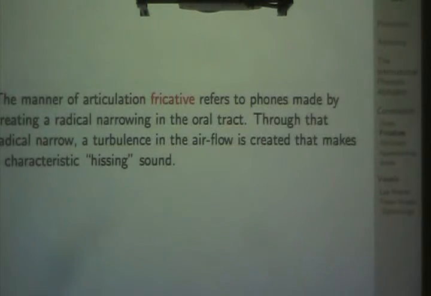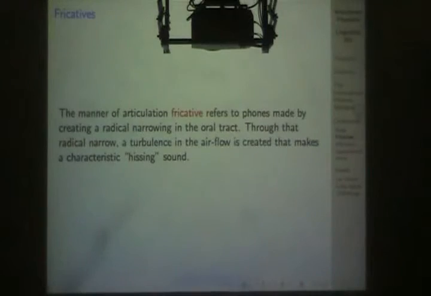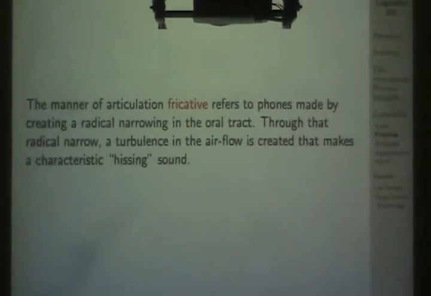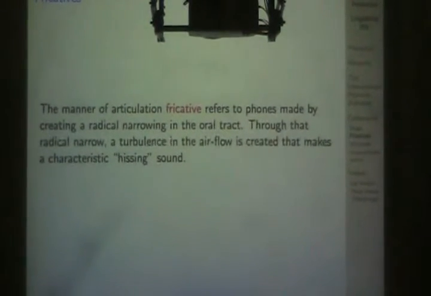The next set of sounds that we'll look at are sounds that are made by bringing something in your mouth close to something else in your mouth. And as these two things get close to each other, the narrowing gap causes the air that's being blown through to start being turbulent at that point. Those sounds, all that physical action, we hear as a kind of hissing sound. And so these are all sounds that are sort of hissing sounds. They are called fricatives.